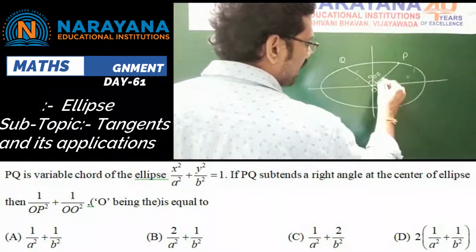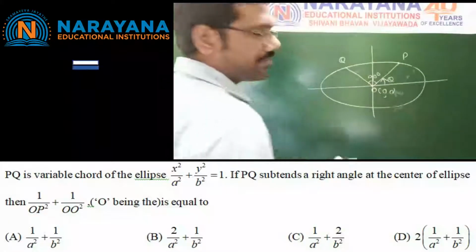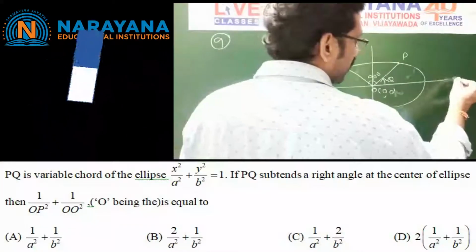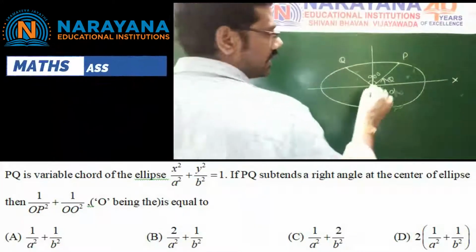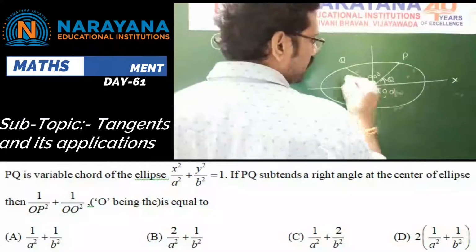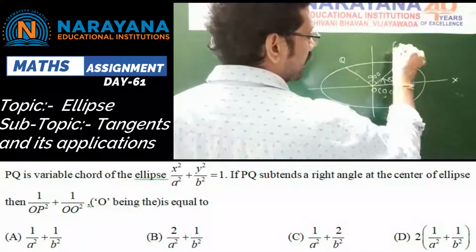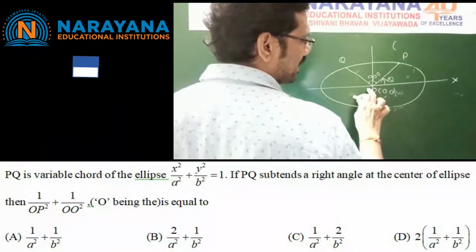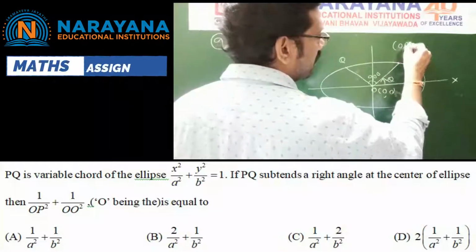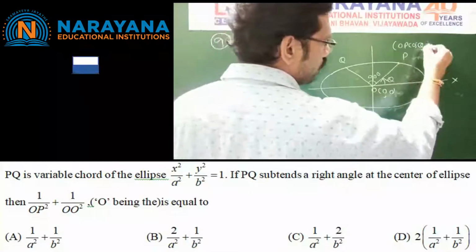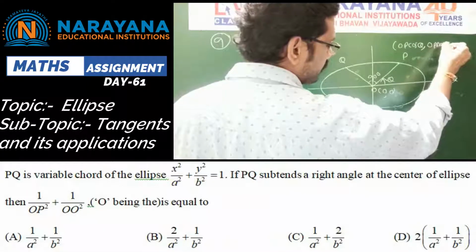Let OP make an angle theta with the positive direction of the x-axis. This line OP makes an angle theta with the positive direction of the x-axis. The distance of OP is OP. So this inclination is theta, from the point (0, 0). Apply the parametric point: x1 is 0 plus r, which is OP cos theta, and y1 is 0 plus the distance OP sin theta.